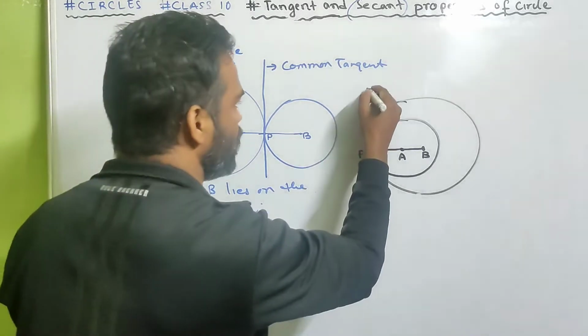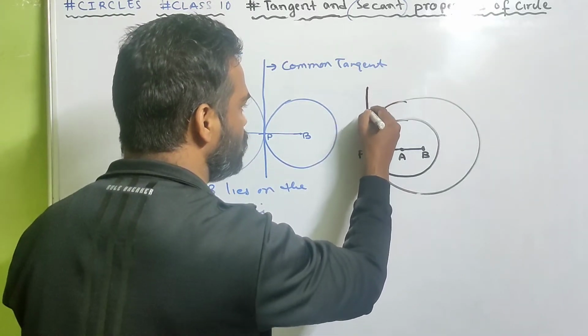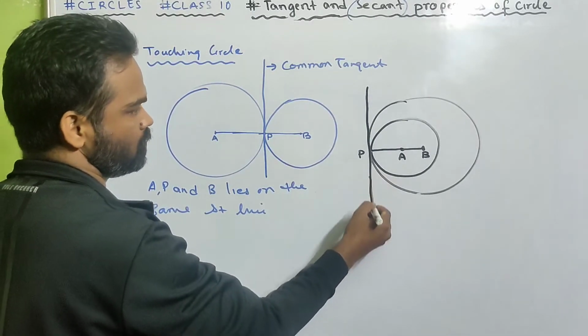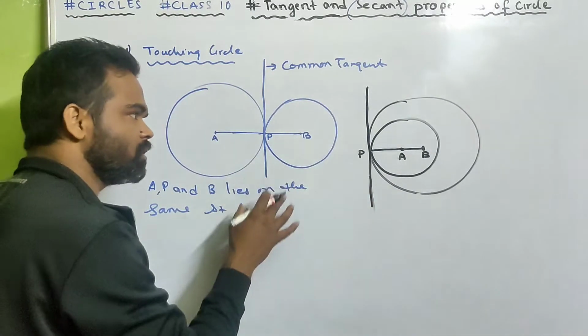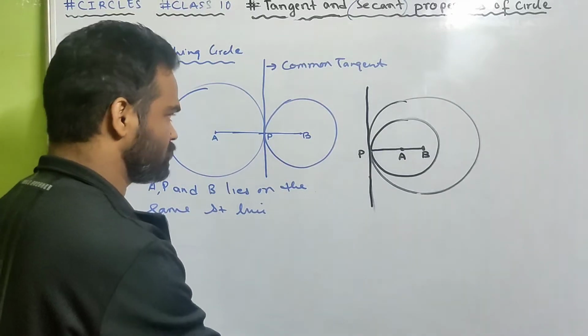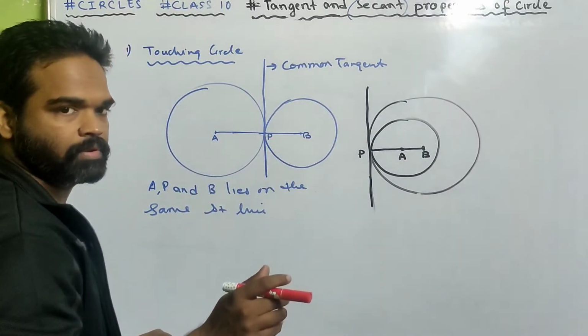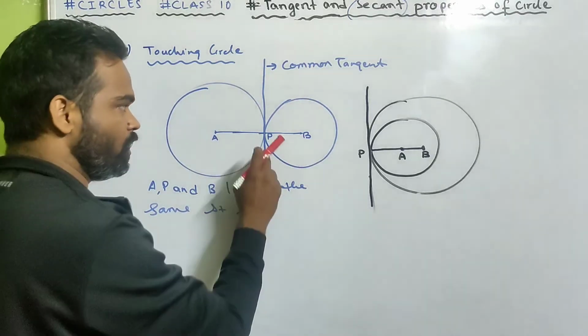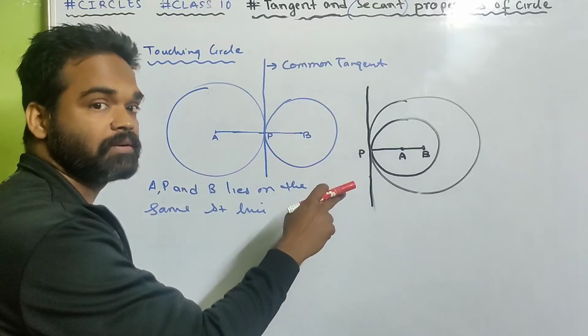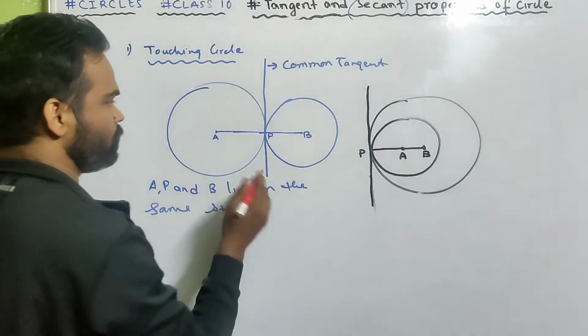Okay, and again you will have one common tangent. So if two circles touch externally or internally, you will have one common tangent. And the centers of the two circles and the point of contact of the two circles lie on the same straight line. How? Just look over here.